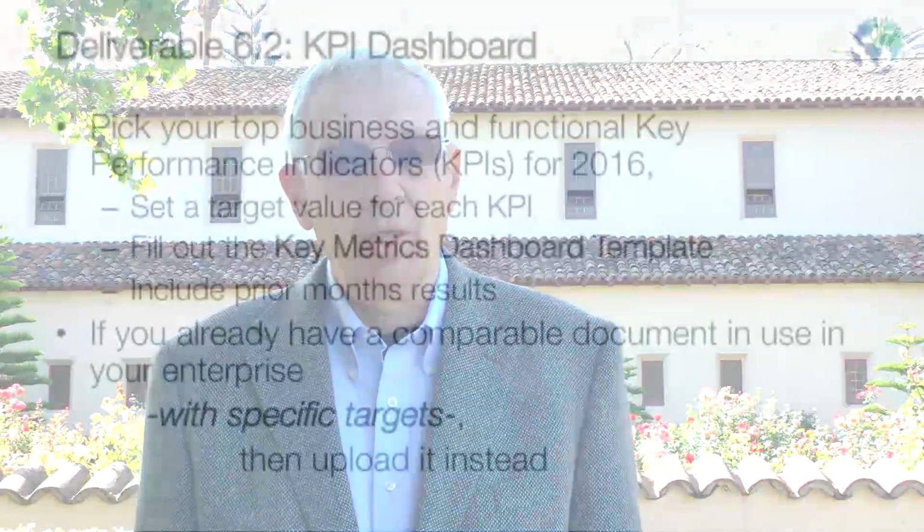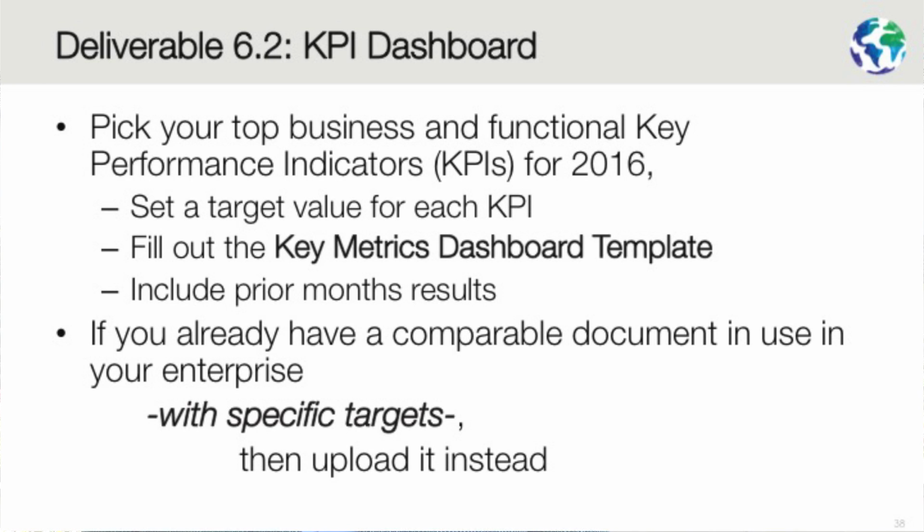So the deliverable for 6.2 is the KPI dashboard. We ask you to pick your top business and functional KPIs for 2014. Set a target value for each KPI and fill out the key metrics dashboard template. And do include, please, prior month's results. If you already have a similar document that you are using, then upload it instead. But make sure that you have specific targets and you have historical results.